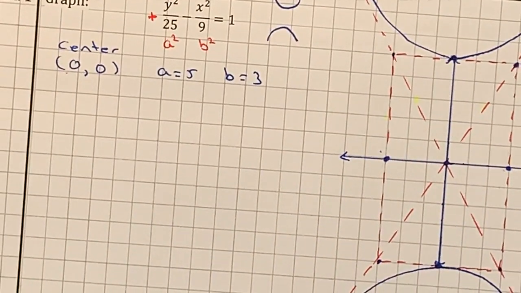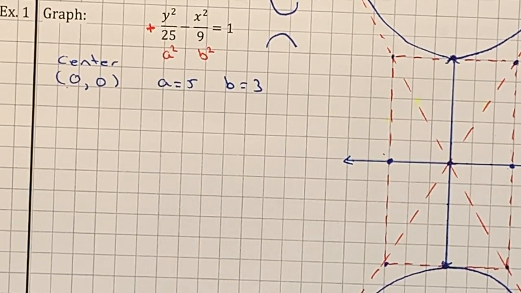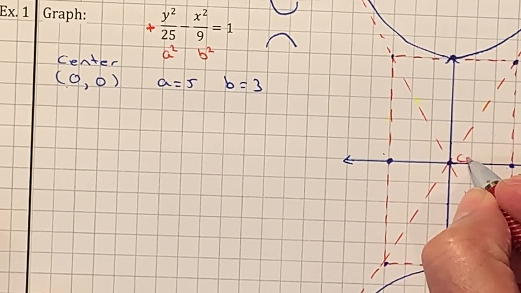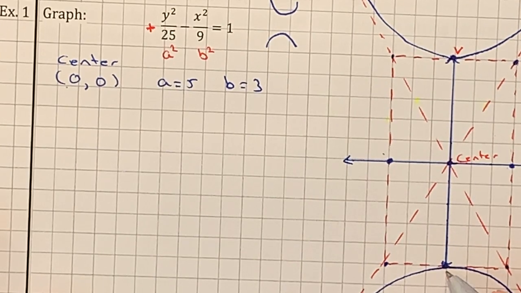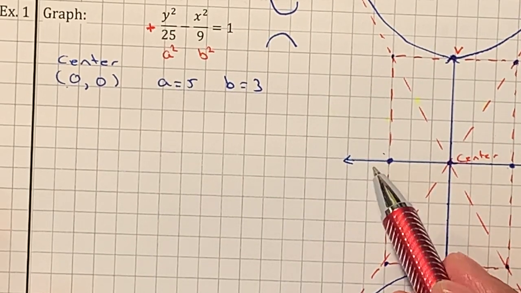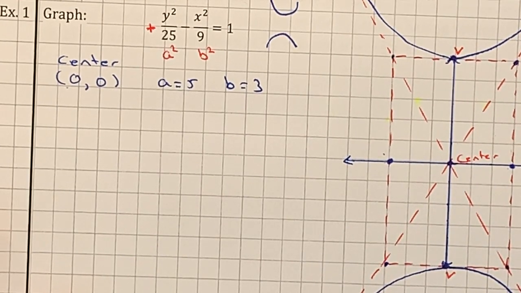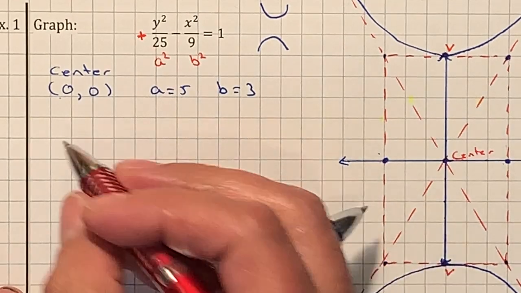And now that I have my graph, now I can label my center. This is my vertex. This is my other vertex. Now we don't have co-vertices because those are not part of the graph. So therefore, what else do I need to find? I need to find the value of C, because it will tell me how far the focus is from the center. So I'm going to find C.